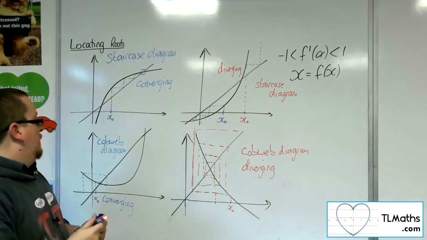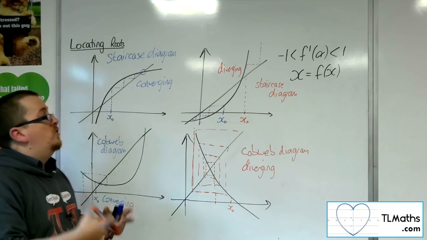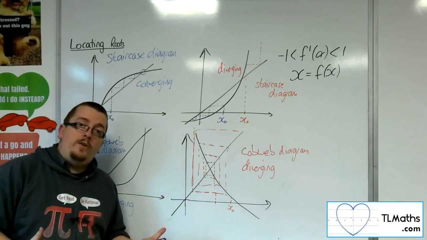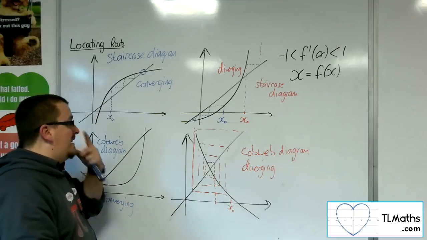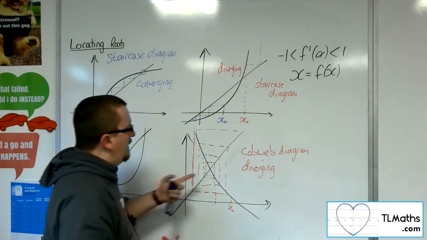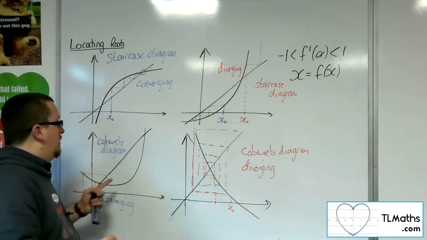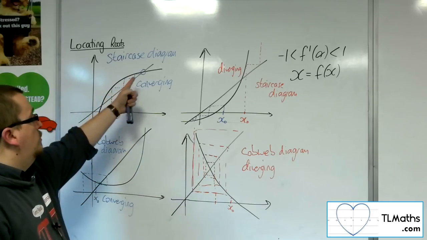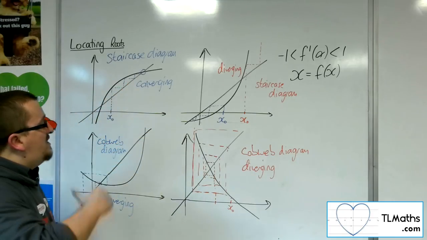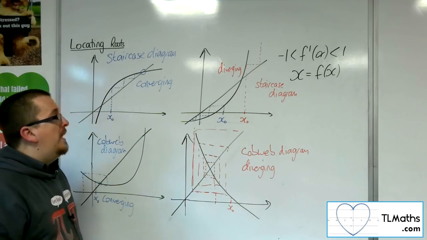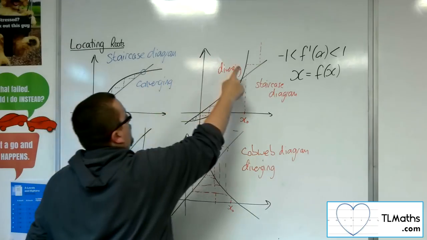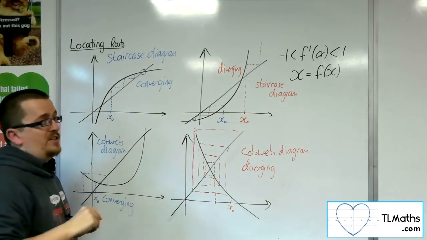Okay? Now, what have you noticed as to when you get a staircase, when do you get a cobweb? Well, it all depends on the gradient of the curve of f of x at the roots. If it is negative, then you are getting these cobweb diagrams. And if it is positive, then you are getting staircase diagrams.